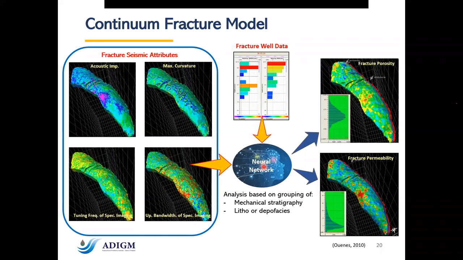We do the analysis based on grouping, for example. Similar to conventional reservoirs, we do it by zone, or in this case we name it mechanical stratigraphy, or we can evaluate it based on the lithofacies. And then from this, whether it is a trained model or an unconstrained model, you can derive the fracture porosity or fracture permeability in these examples. This is one of the workflows published by ONS.